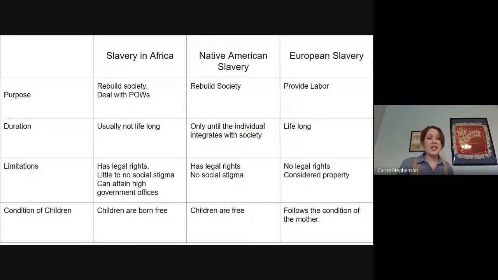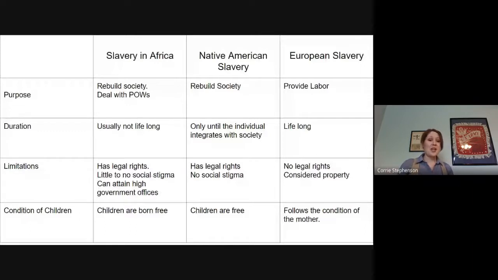In Africa and among Native Americans, slavery is typically not a lifelong institution. It could be, but not usually. Usually, after you have integrated yourself with that society, you receive your freedom. It will become lifelong among Europeans. Once you're a slave, it is incredibly difficult to get your freedom in a European society.